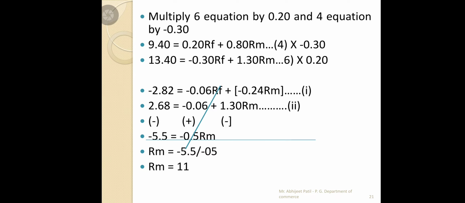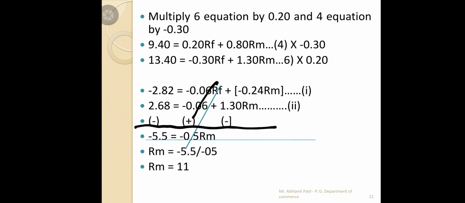Then we change the signs, plus into minus and minus into plus, and RF is the same, so we just cancel that RF. After cancelling RF, the left-over portion will be minus 2.82 minus 2.68. Minus minus becomes plus, but the sign becomes minus, so minus 5.5. The left-over portion is minus 0.24 RM and minus 1.30.